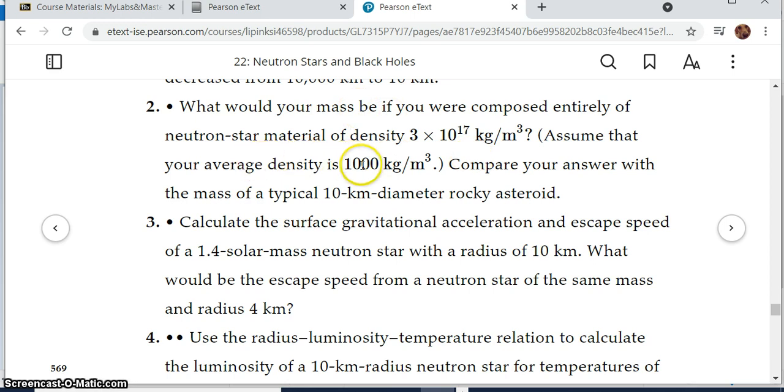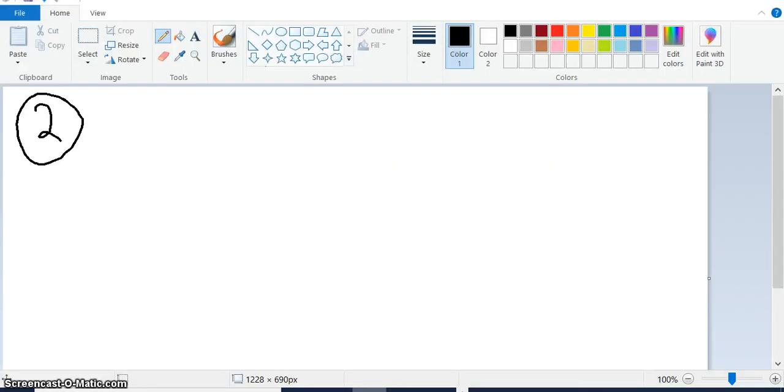We're going to assume that the average human has a density of about 1,000 kilograms per cubic meter, which is pretty typical. That's about the density of liquid water. Compare your answer to the mass of a typical 10 kilometer diameter rocky asteroid. All right, so let's do that problem.